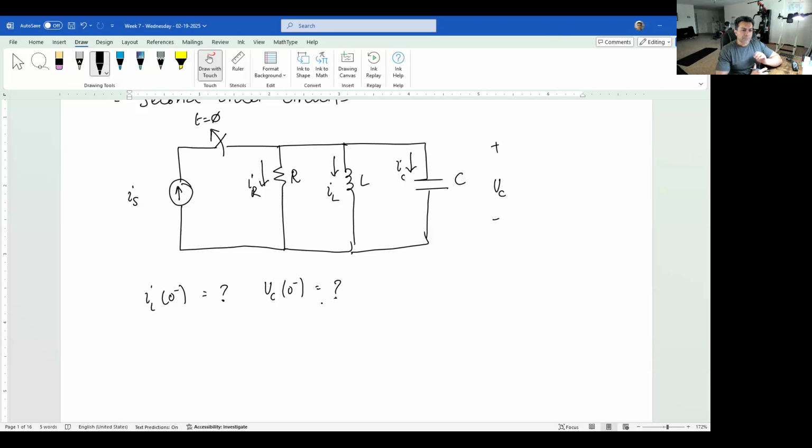Now, the reason we are finding these two values is what? Who can answer that question? Why we are specifically trying to find the inductor current before the switch opens up and the capacitor voltage before the switch opens up? Anyone can answer that question?